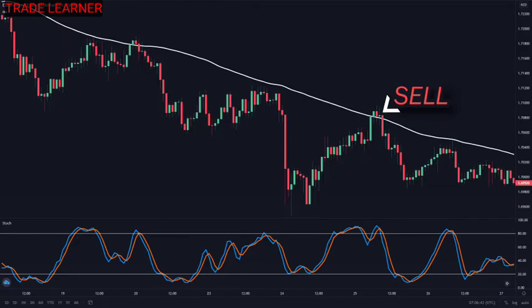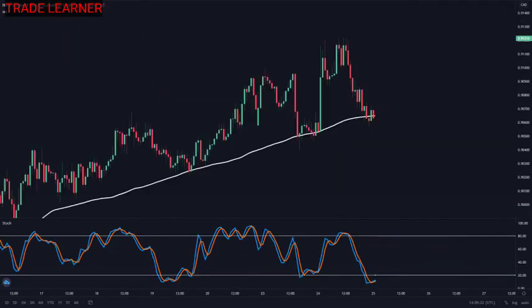Let's look at another example. In this chart, we can see that the moving average is acting as a support as prices went down to this level, hit and reverses upwards multiple times. And we also noticed that the same pattern has formed.